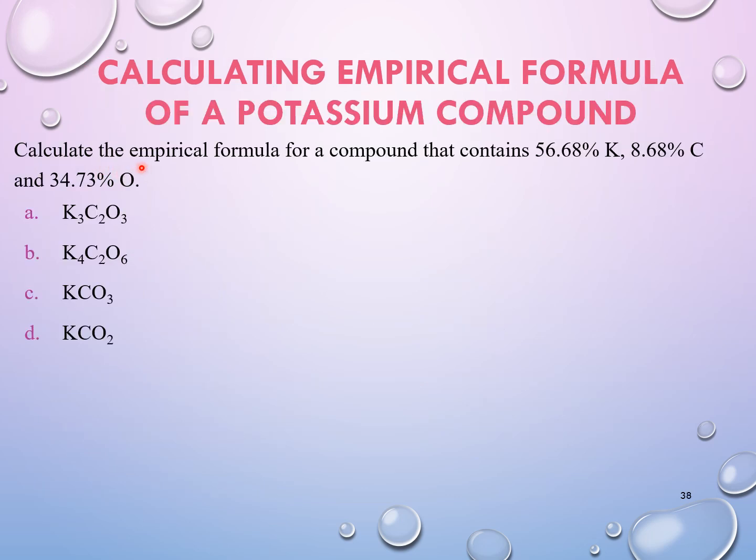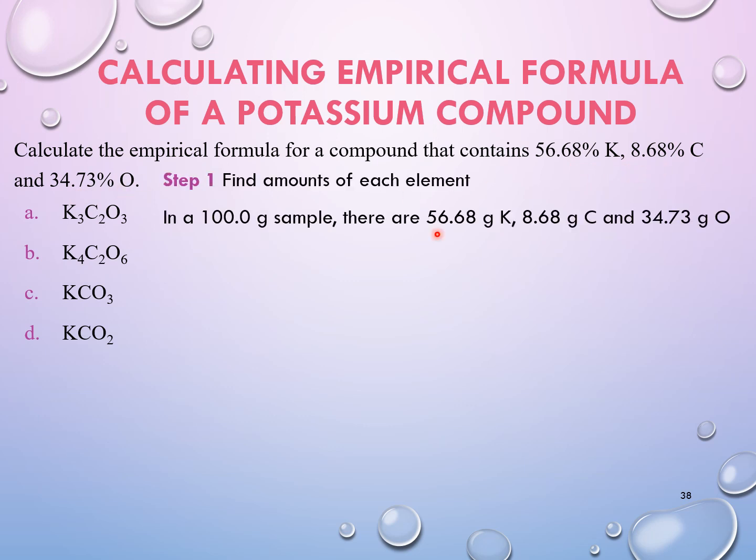Next question, calculate an empirical formula for a compound that contains 56.68% potassium, 8.68% carbon, 34.73% oxygen. First of all, let's assume 100% is 100 grams, then each of these numbers are going to be converted to grams. And that's what we'll do first. So now that we know we have 56.68 grams of potassium, 8.68 grams of carbon, 34.73 grams of oxygen, we'll then convert everybody to moles.